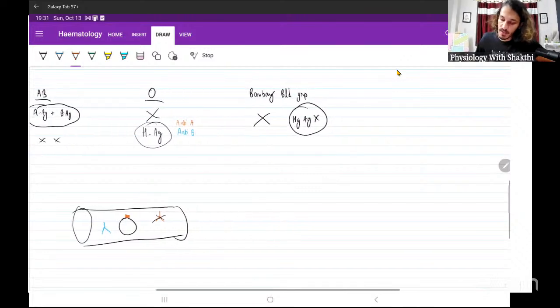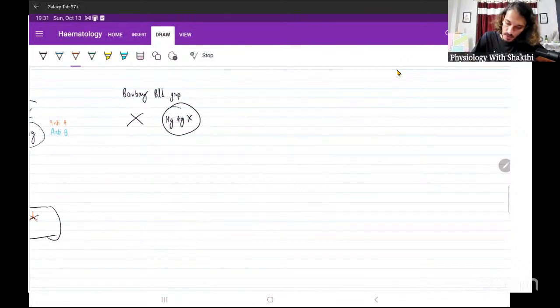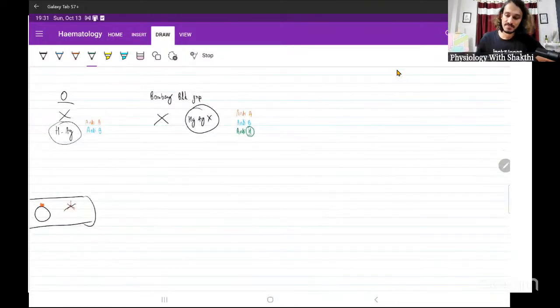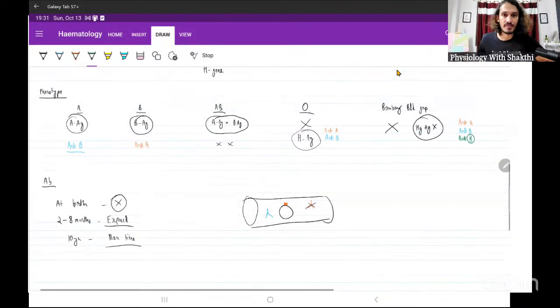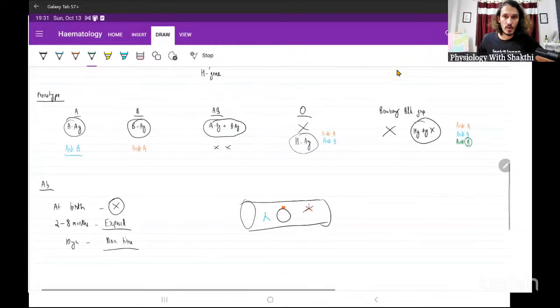What about a person with a Bombay blood group? A person with a Bombay blood group will have anti-A, will have anti-B, will have anti-H also, because even H antigen is foreign to this person. Okay, you understand what I'm saying?